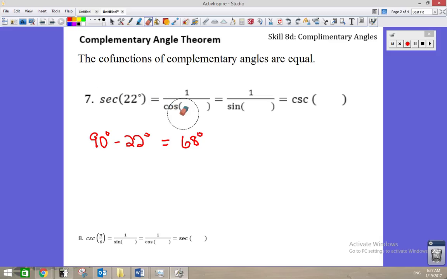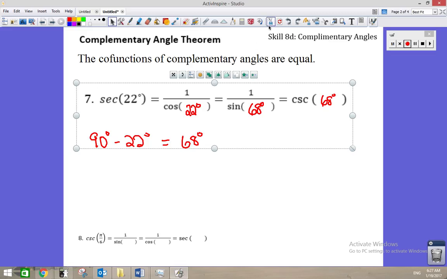Secant and cosine are reciprocals of each other, so the secant of 22 degrees is equal to 1 over the cosine of 22 degrees. Our theorem in the skill notes told us that cosine and sine are cofunctions, and that 22 and 68 are complementary, and sine and cosecant are reciprocals of each other, so the cosecant of 68 degrees is equivalent to 1 over the sine of 68 degrees. So there's our answer for this one. And the next one is a similar idea, just for cosecant.